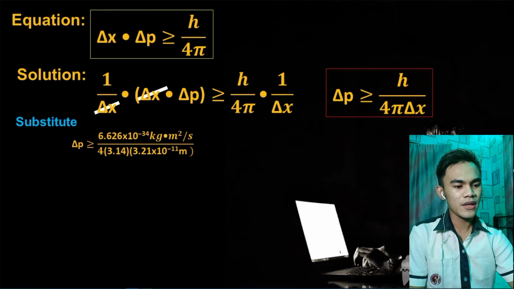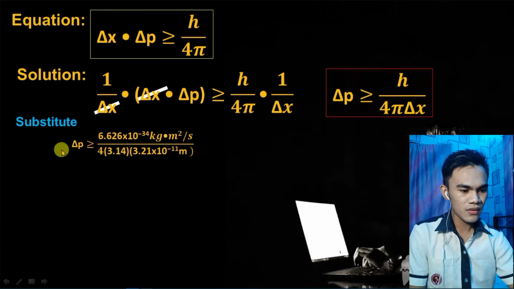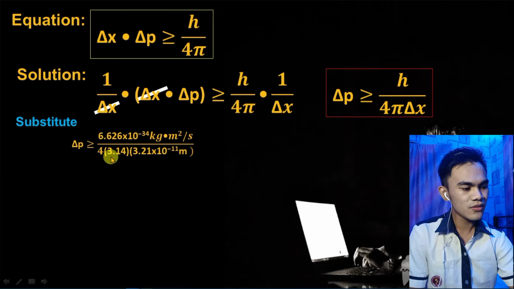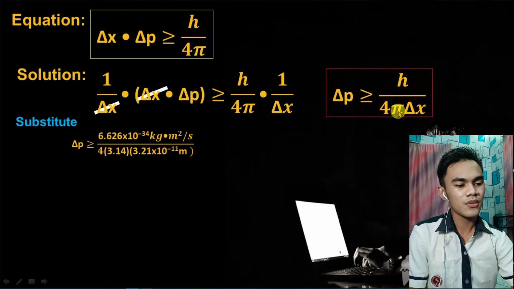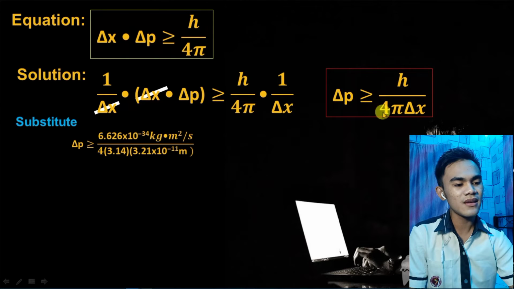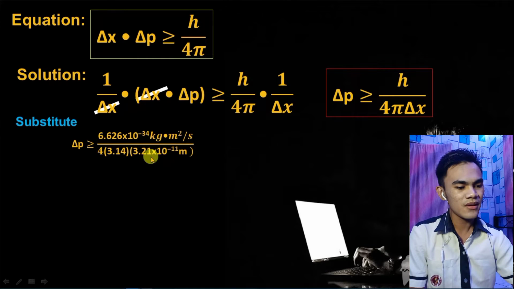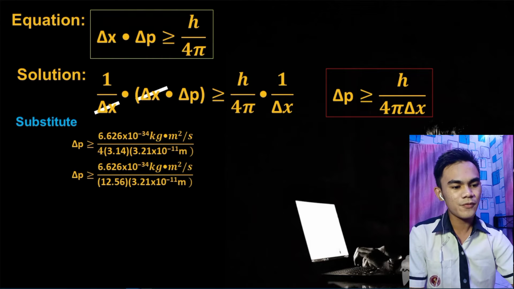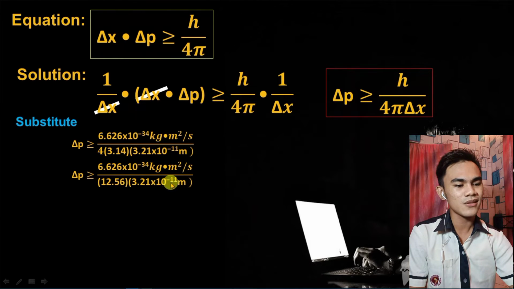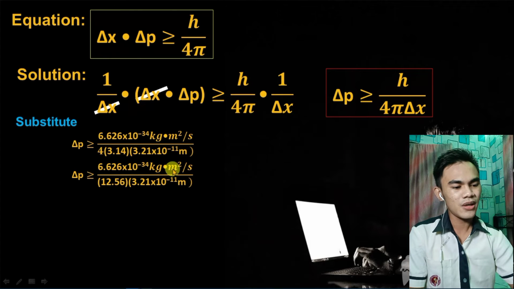Alright, so we have here 4, and the value of pi is 3.14, and we're going to plug in our given delta X, that is 3.21 times 10 raised to the power of negative 11. Now 4 times 3.14 is 12.56, times 3.21 times 10 raised to the power of negative 11. We have the same units here, so meter and meter cancel out.